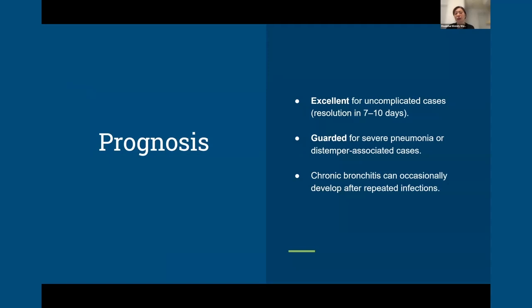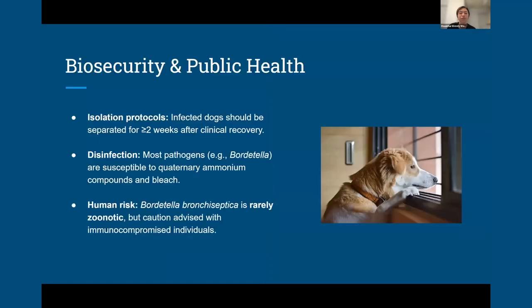Prognosis is really excellent for uncomplicated cases, and can be guarded for severe pneumonia or distemper-associated cases. They may need a lot more supportive care and hospitalization. Chronic bronchitis can sometimes happen after repeated infections. For biosecurity and public health, we want to isolate the pets for about 2 weeks or a little bit more after clinical recovery. We do want to disinfect very well because Bordetella and viruses might be on fomites and may be in aerosol for quite some time.